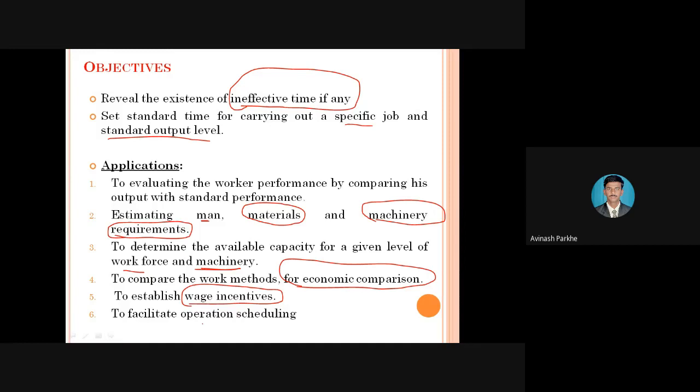And the last is to facilitate operation scheduling. Whatever number of operations we are performing, we have to decide which to perform first, because some operations take the maximum time, 30 minutes or 1 hour, while some can be performed within 5 to 10 minutes. Therefore, the scheduling of operations can be carried out by using work measurement. The heavy operations, which take maximum time, maybe 30 minutes or 1 hour, can be scheduled first. And the small operations, maybe chamfering operations, which take very little time, maybe 5 to 10 minutes, can be scheduled afterwards, after performing the big operation. So these are the different applications in which the concept of work measurement plays a very important role.